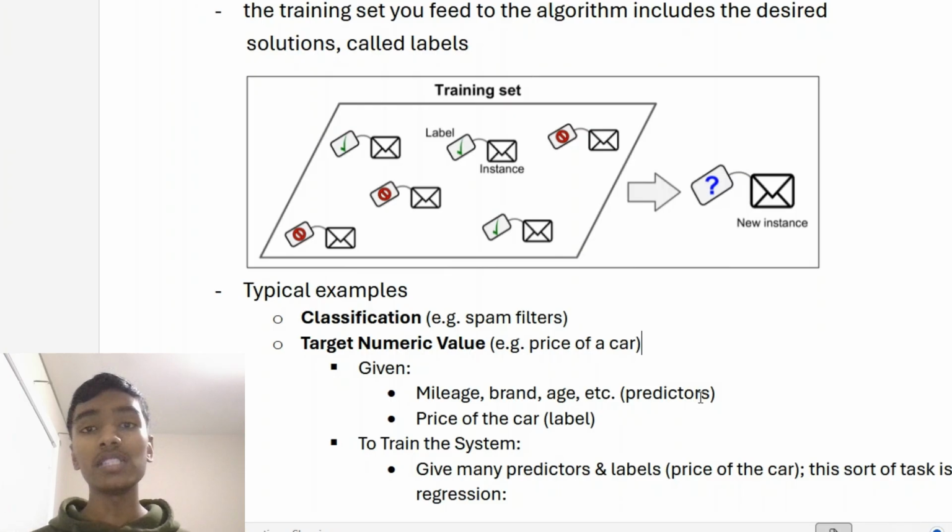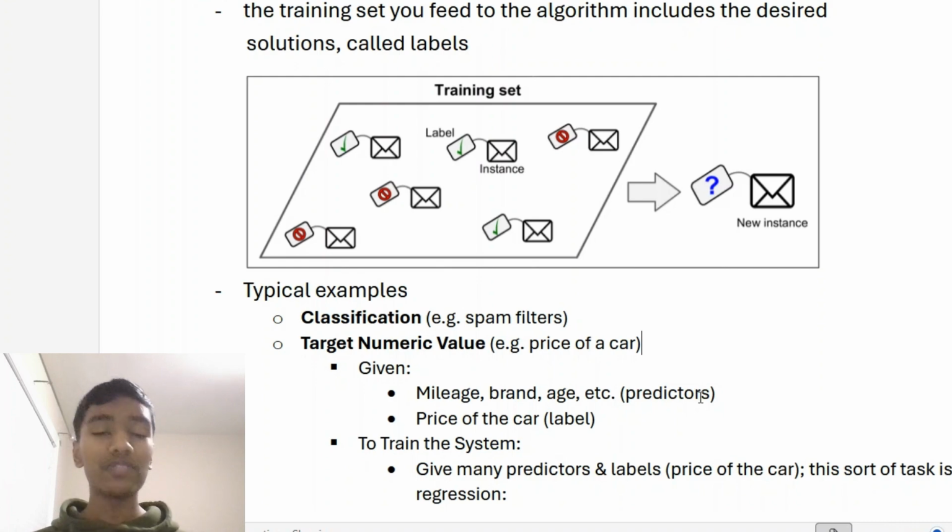The training set you feed to the algorithm includes the desired solutions that are called labels. Those labels in this case would be the price of the car. So we give characteristics of the car, but we also give the price of a car that is associated with those characteristics. And we use that as our training set for the model.